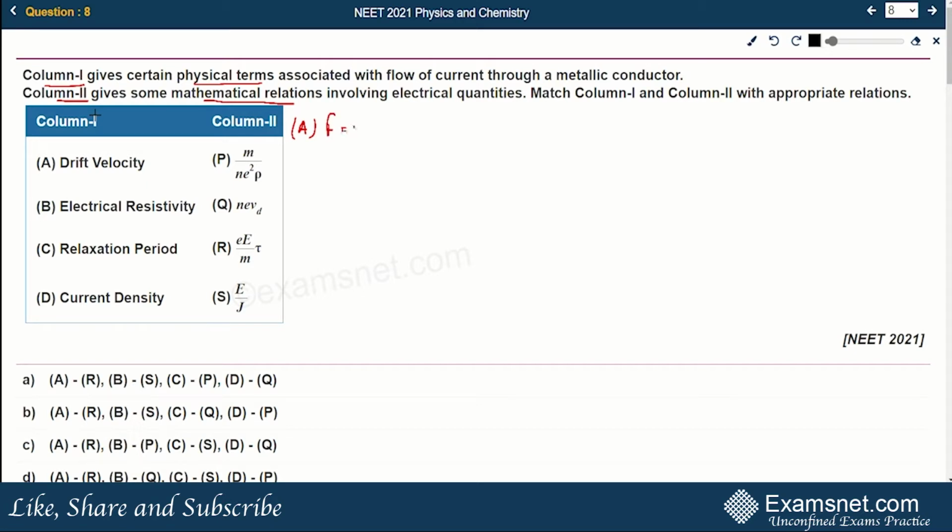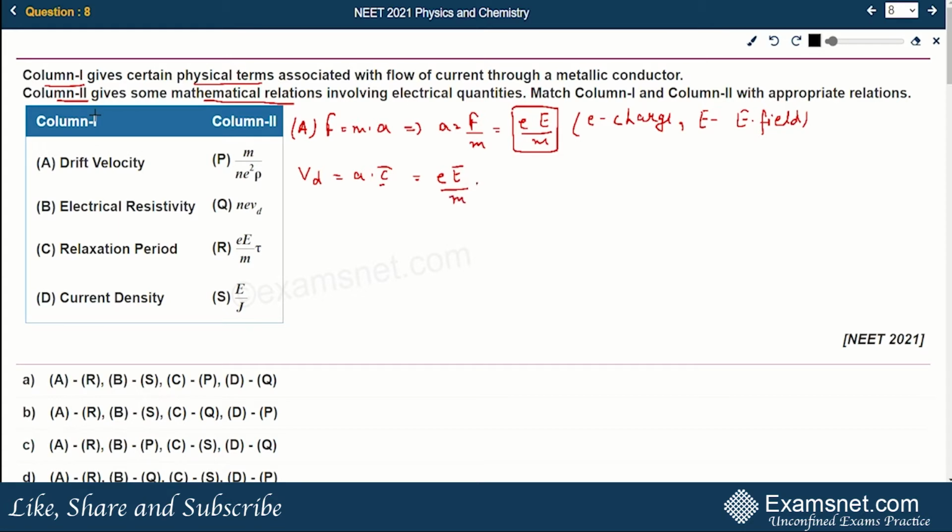We know that force is equal to mass into acceleration. So what will be the acceleration here? It will be equal to force divided by mass, and we know that force can be written as the product of small e and capital E, where small e is the electronic charge, that means the charge on each electron, and capital E is the electric field. So the expression for acceleration can be written like this, and the average velocity due to this acceleration, that means drift velocity, will be equal to acceleration into relaxation time. This is the time between two successive collisions. So in place of a, we can write this equation: small e into capital E by m into the relaxation time. So this one, that means option R, correctly matches A, that means drift velocity.